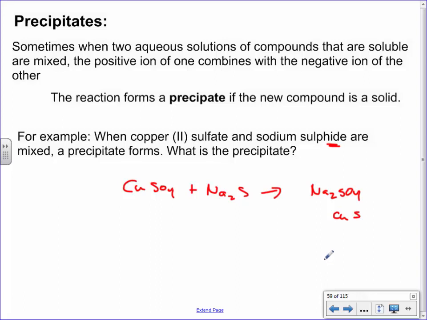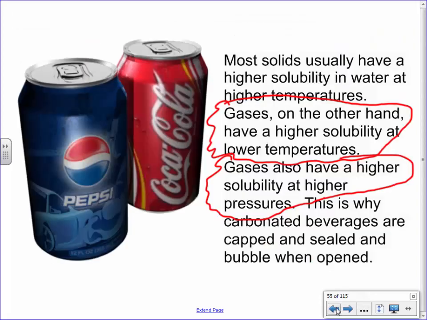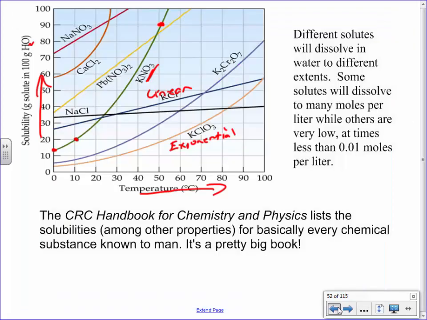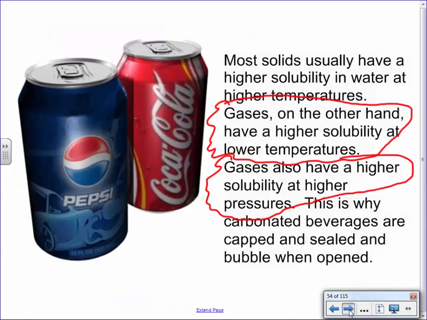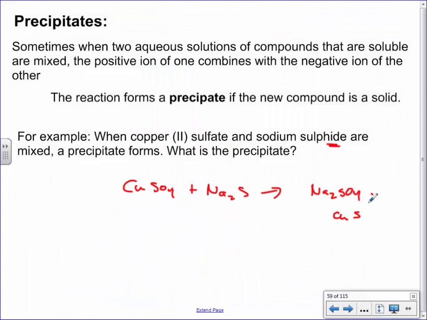Okay, so which one's the precipitate? How can we tell? Well, let's just go back to our table here. I got one right here. Where is it? Sodium with sulfate. Here's the sulfate. Sodium is not down here, so that one must have a high solubility, which means it's probably the aqueous one. So this one right here is aqueous.